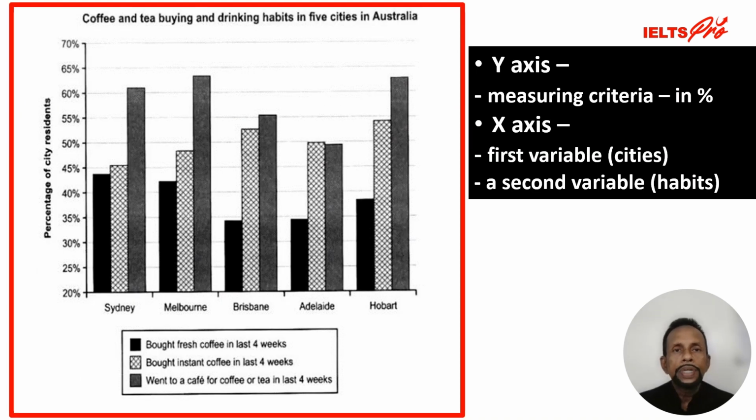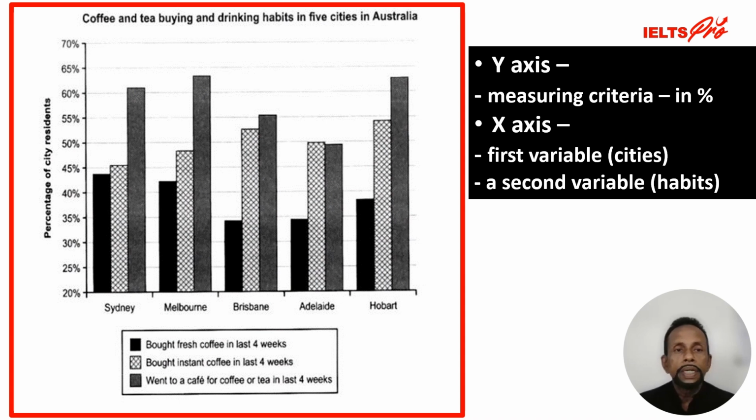In here, first we need to read the caption. It says coffee and tea buying and drinking habits in 5 cities in Australia. We have the measuring criteria on the y-axis and it is given in percentages. Then the x-axis has two variable types. First is cities and there are 5: Sydney, Melbourne, Brisbane, Adelaide and Hobart.